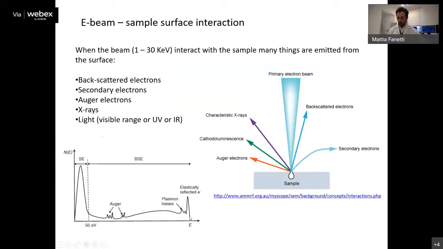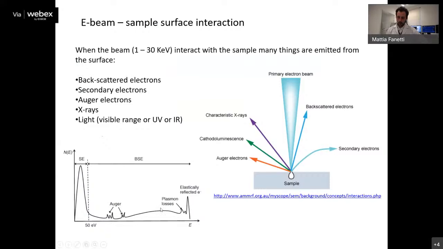These are the elastically reflected electrons. In this case, the energy is the same as the incident beam. For example, if we have a beam at 10 kilovolts, the elastically reflected electrons are also at 10 kilovolts. Okay, these are the so-called elastically backscattered.